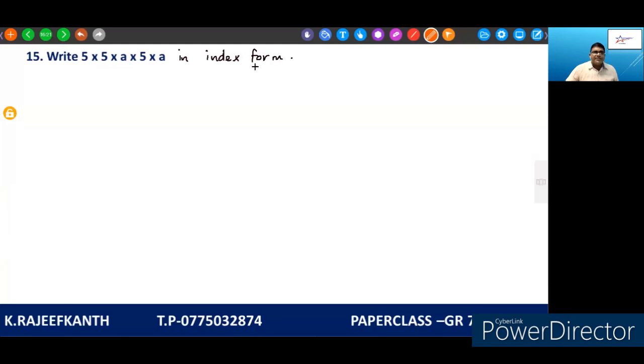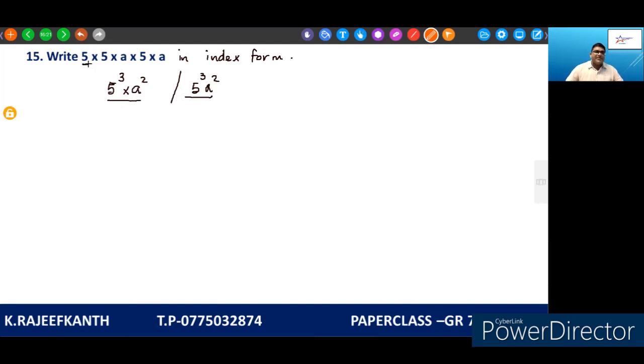Right? That word is mixed. So you have to write this one in index form, as powers. 5 times 5 times 8 times 5 times a. Here there are 3 5s and 2 a's. So we can write it as 5 to the power 3 times a to the power 2, or as 5 to the power 3 a to the power 2. In these two ways, you can write down the answer.